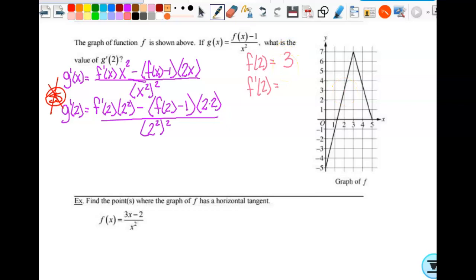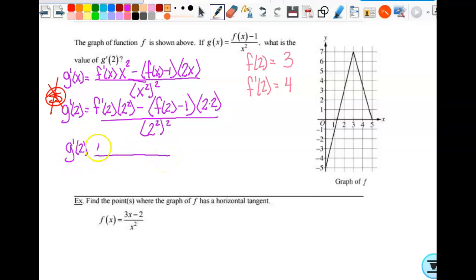Now I also get f prime from the graph, but what do I have to look at for the primes? Slope. So at 2, I need the slope of my graph, which these happen to be parts of lines, which is nice, and it is 4. So when I look at places where I can start, I go up 4 and over 1, so it is 4. Now, g prime of 2, try again.